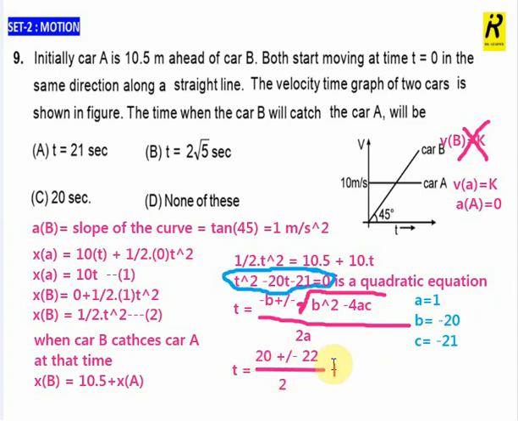So that means we will have two options. One is this one, which is 20 plus 22, divided by 2. This is the one. Another one is 20 minus 22 divided by 2. So we got two things. But definitely the answer, this one, this is negative.